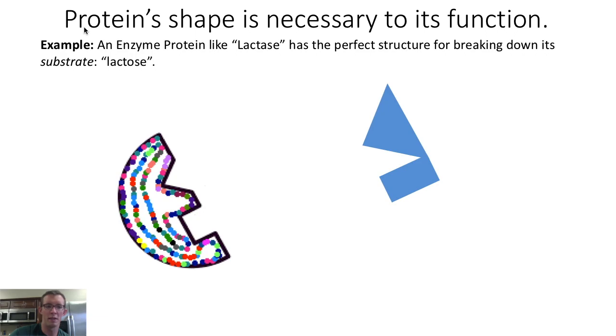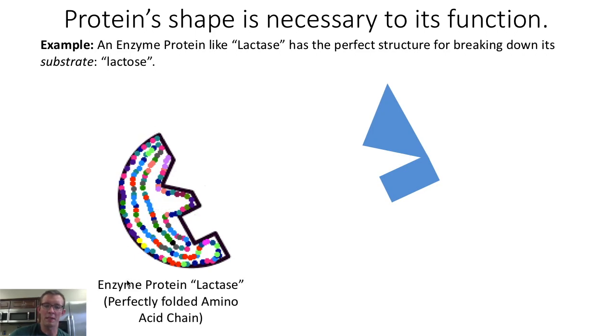Which brings us to one of the key ideas of proteins, and that's that a protein's shape is necessary to its identity. It's necessary to its function. So for example, this enzyme protein, lactase, is made of this long chain of amino acids which have folded together into the perfect shape to break apart the substrate lactose, which is the sugar in milk. And so we can watch that happen here.